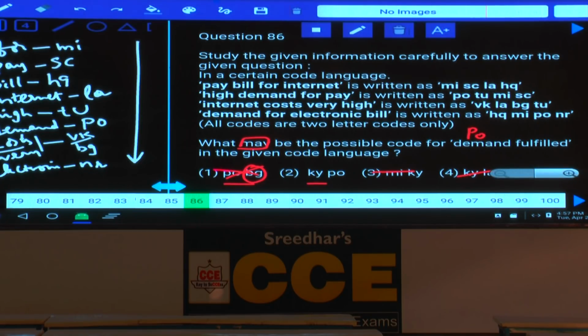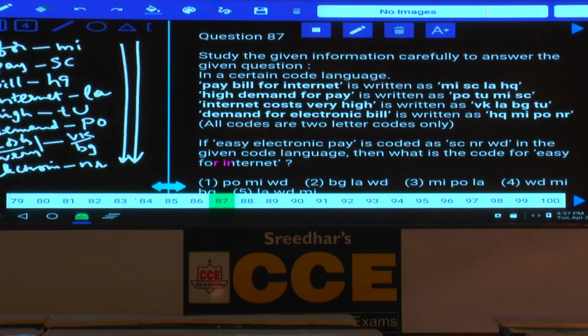Now the second one. In the second one, PO is the code to the word demand. Now this KY can be the code to the word fulfilled or not? Yes. Why? Because KY is nowhere given as the code for any one of these words. It is not the code to any one of these words, hence choice 2 is the answer. Done? Hence whenever the question asks about maybe, it is nothing but a possible answer. A definite answer cannot be determined, but a possible answer can be determined.